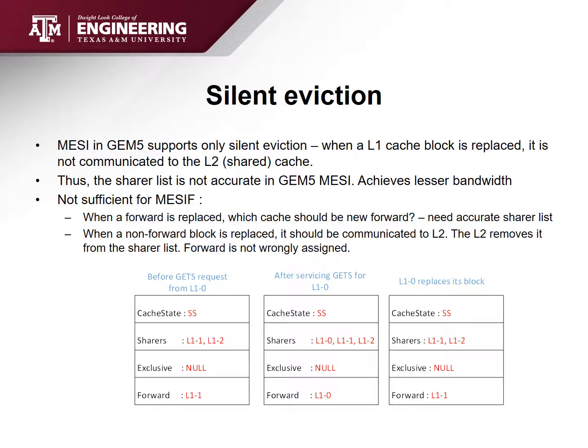So according to the previous example, after L10 replaces its block, the cache state of L2 is still maintained in SS because there are two caches that share the same block, but L10 is removed from the sharers list of the table, and one of the two sharers is assigned as the new forwarder. In this case, L11 is assigned as the new forwarder, and L11 will be responsible for future getS requests for the same block.